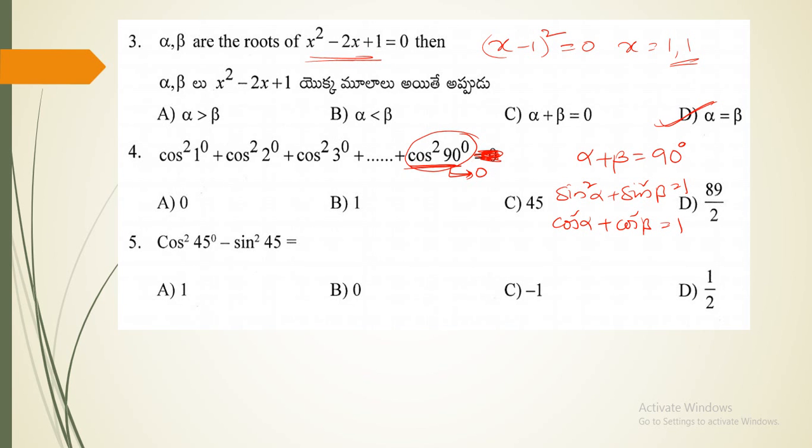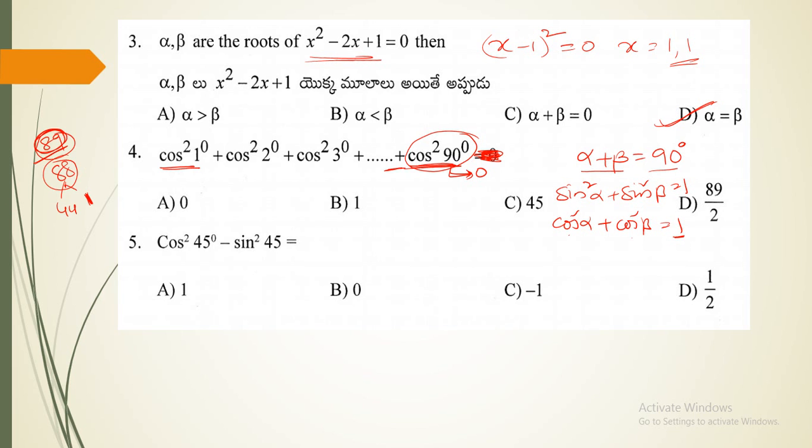Since cos 90 is gone, how many terms will be left? From 1 to 89, totally 89 terms. Before cos square 90 we have cos square 89. So cos square 1 plus cos square 89: since the sum of those two angles is 90 degrees, cos square alpha plus cos square beta is equal to 1. How many such pairs will there be? Out of 89, you will have 88 terms as 44 pairs and 1 left in the middle, because we already know the concept of median. If you have 89 numbers, you will have only one term in the middle.